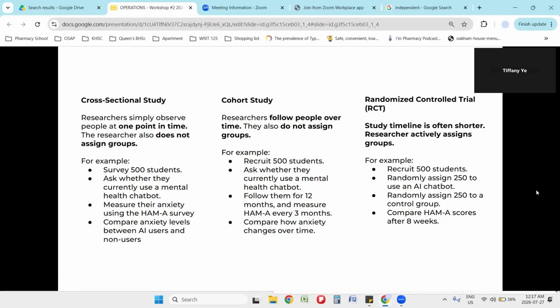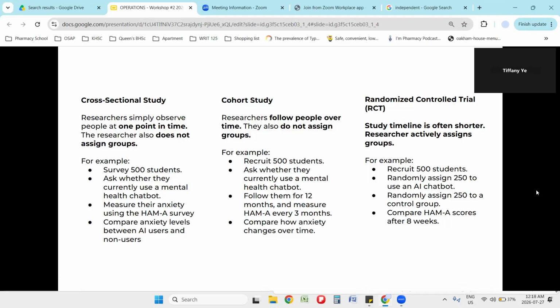Over here, this demonstrates that the researchers are following participants over time. They're not assessing their scores immediately after completing their first HAM-A assessment. And then at the very end, they will compare how their anxiety or HAM-A scores have changed over time.